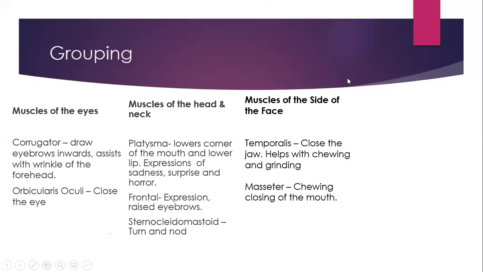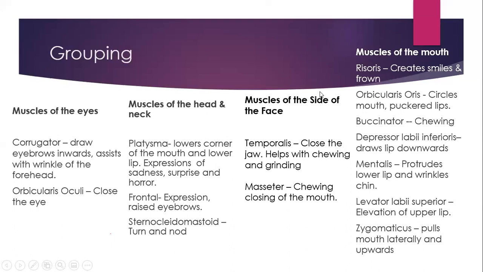Muscles of the side of your face, you've got your temporalis, that helps with closing of the jaw, chewing and grinding. If you grind your teeth together, you can feel your temporalis contracting. You've got your masseter, which is helpful for closing of the mouth and chewing.